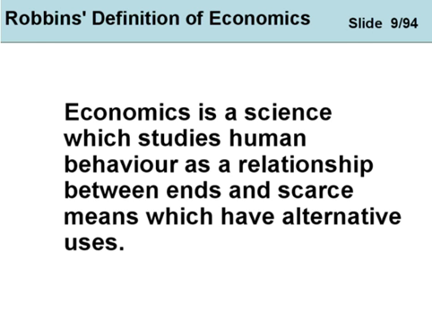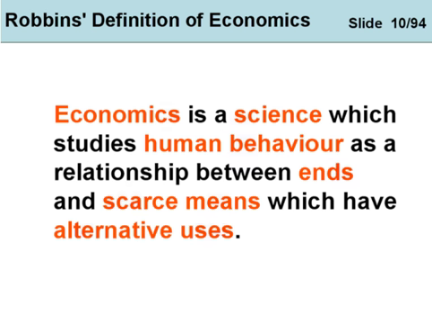These terms can be isolated from the definition. We could do it simply by highlighting the terms. So we have economics, science. We need to know what a science is. Human behaviour. We're studying people. We're not studying penguins. Ends, or wants. Scarce means. And alternative uses.